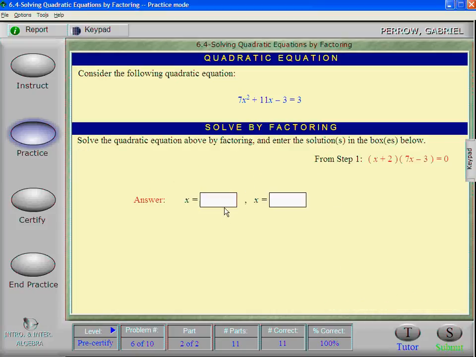And if you set each one equal to 0, and then solve each little one out, you would get a minus 2 for the first one. For the second one, you'd have to add 3 to both sides, divide both sides by 7. You'd end up with a fraction of 3 over 7.